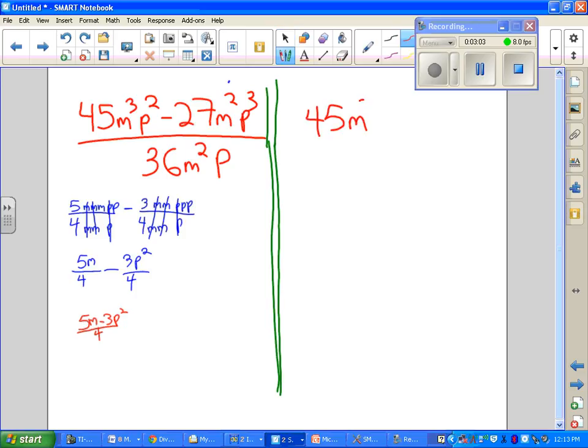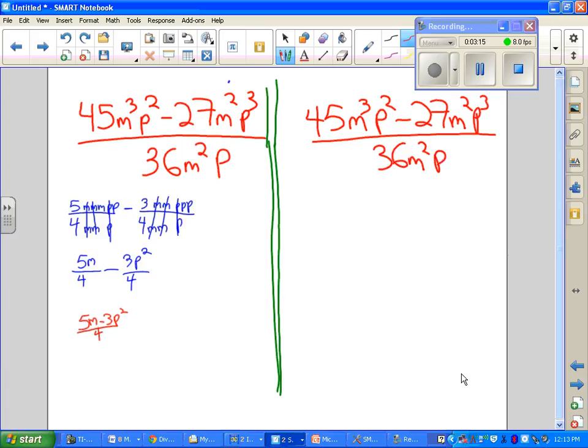(45 m cubed p squared minus 27 m squared p cubed) divided by 36 m squared p. Alright, for that one, I'll do the numbers the same. 45 divided by 36, I'd still get 5 over 4. When I have to simplify my m's, I have m cubed, I have m squared. Back when we were talking about the properties of exponents rules, to divide exponents, you're really subtracting them. There's a 3 and a minus 2, so 3 minus 2 is 1.